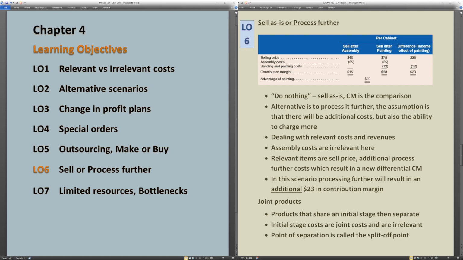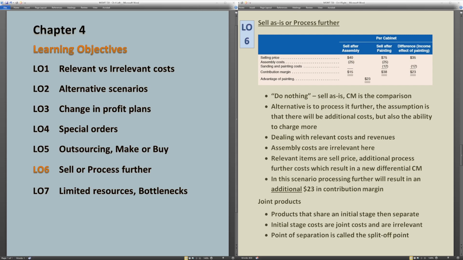Continuing on, our next special situation is sell or process further. And this situation is where you have a product and you have the potential to improve it, maybe upgrade it or have a deluxe version. But this improved version of your product will require extra cost. But on the flip side, you could also charge more for it. So the analysis really is, will the market sustain an increase in price that offsets the increased cost necessary to improve the product?